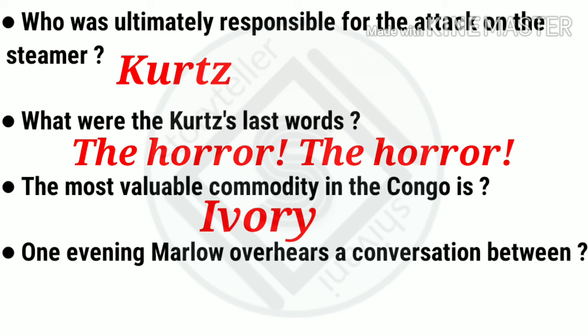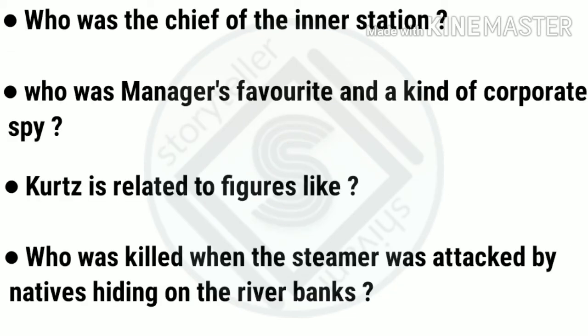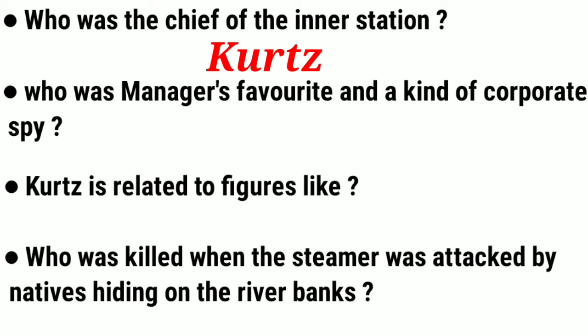Next question. One evening Marlow overhears a conversation between. So the answer is between the manager and his uncle. Next, who was the chief of the inner station? So the answer is Kurtz. Next question, who was the manager's favorite and a kind of corporate spy? So the answer is the brickmaker.